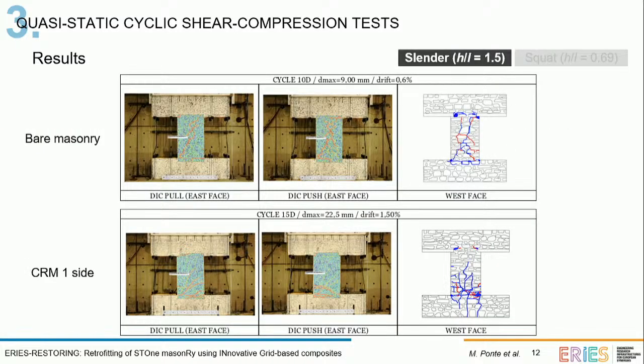And then we can compare the cracking pattern from the DIC with the one that we visualized on the back facade of the specimen. And we can notice that with the bare masonry we have a lot of similarities with the cracking, the damage pattern in the front and the back facade. And then with the CRM on one side, we can see that the front facade, that was actually the retrofitted facade, presented less damage than on the back facade.